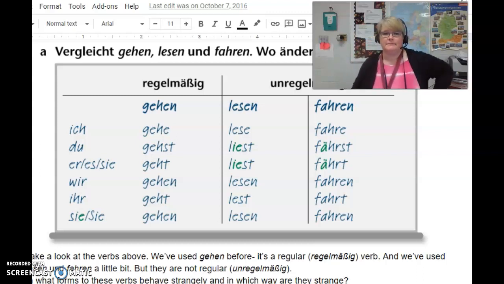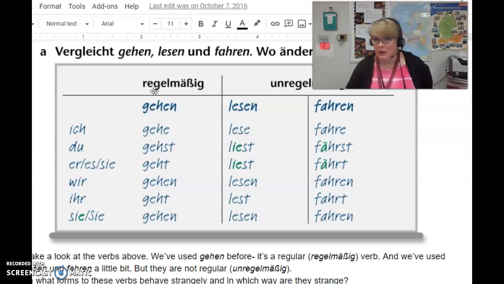So let's look. We have had already the verb gehen, to go. Gehen is a regular verb. Regelmäßig, regular. Also regelmäßig, it follows the rules, the Regeln. So it follows the pattern that we've been learning since like the second week. Ich gehe with an E at the end. Du gehst with an ST. Es geht with a T. Wir gehen, ihr geht, sie, they, and big Z, you gehen.